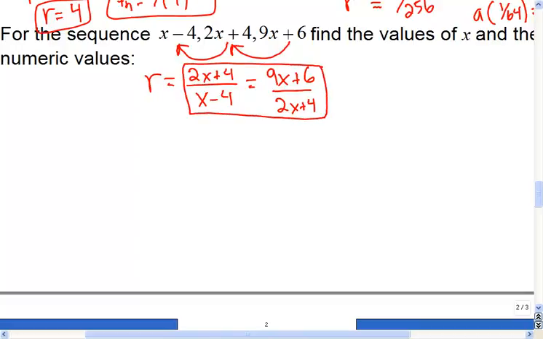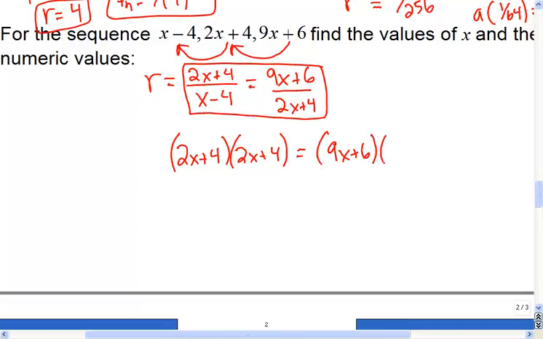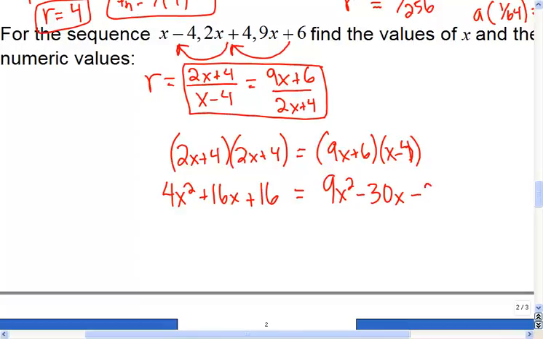And the worst of it is that we have to cross multiply. Okay? So to cross multiply this, 2x plus 4 and 9x plus 6, x minus 4. So let's see here, 4x squared plus 16x plus 16 equals 9x squared minus 36 and 6, so minus 30x minus 24, I think.